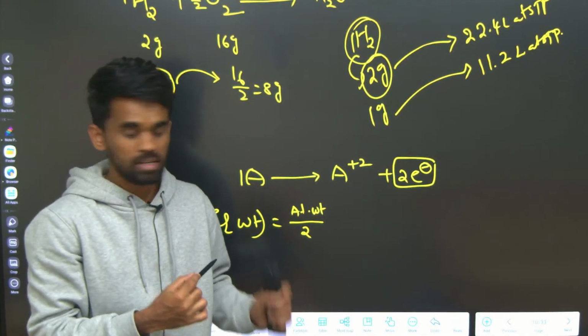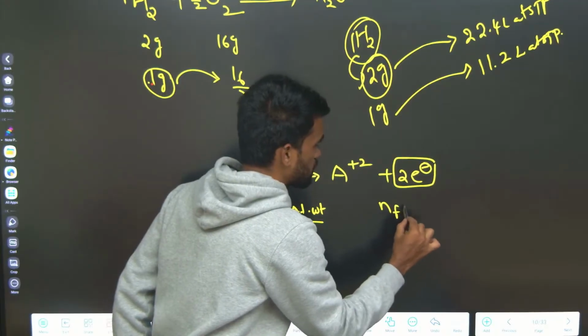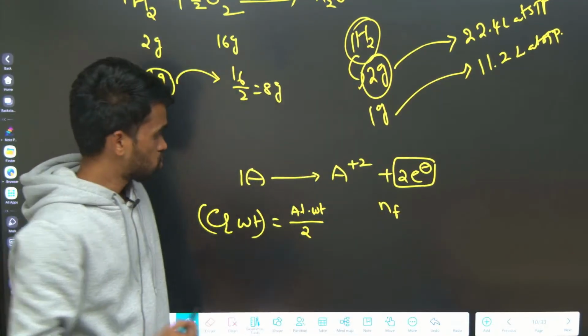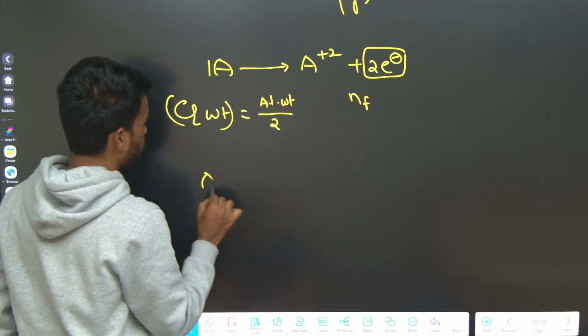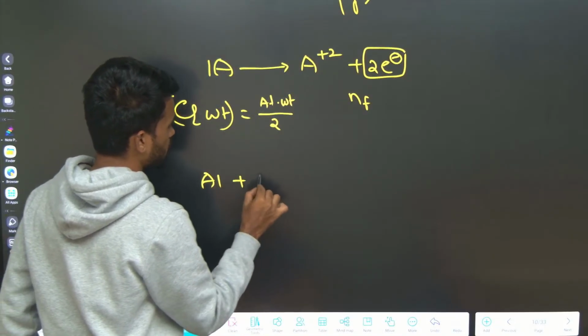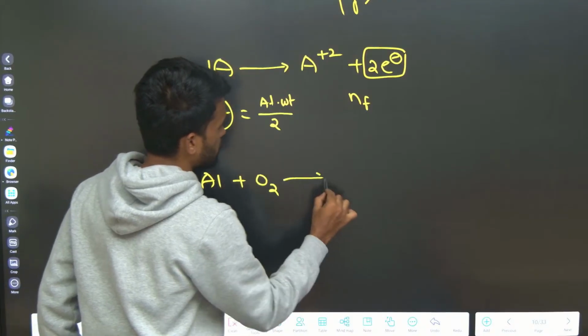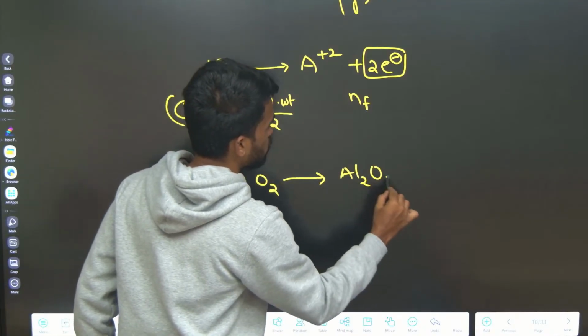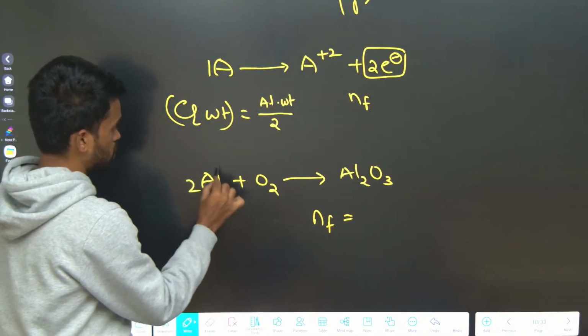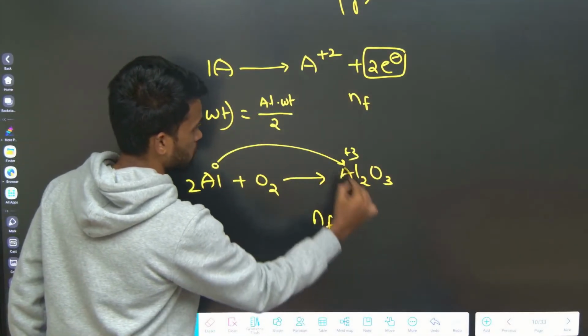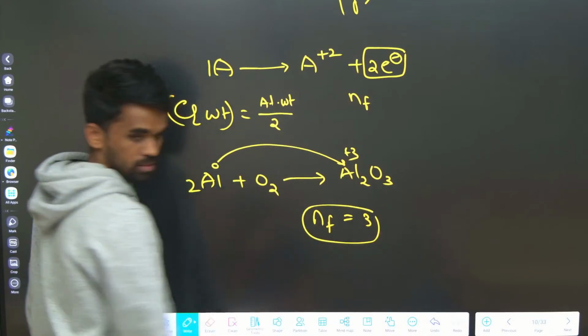What is that? Valency factor or N factor. Okay. So now, for example, when aluminium combines with oxygen, it will form Al2O3. Now tell me what is the N factor of aluminium here? +3. 0 is converting into +3. So its N factor is 3.